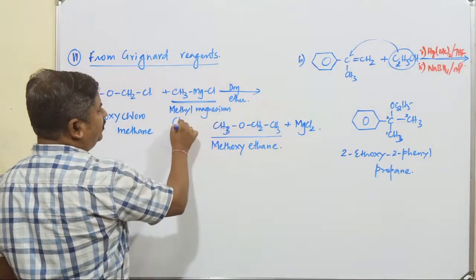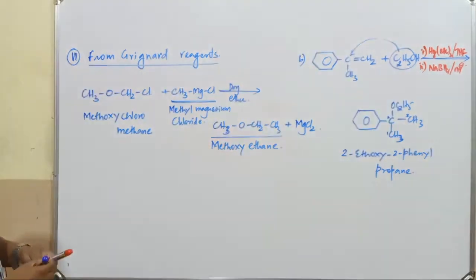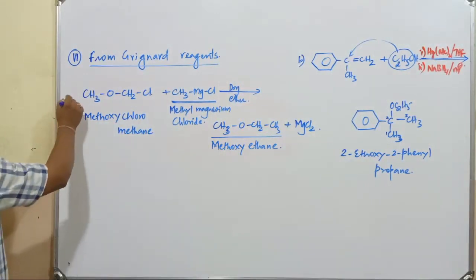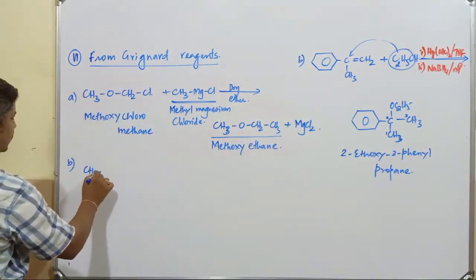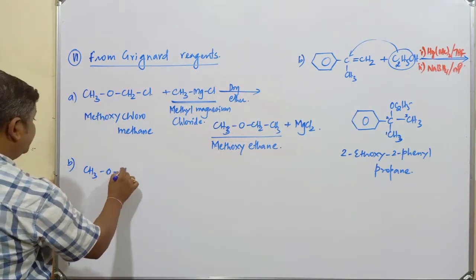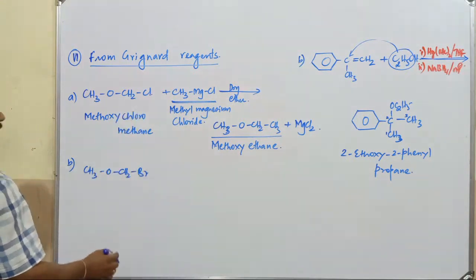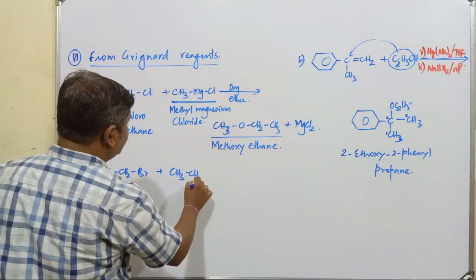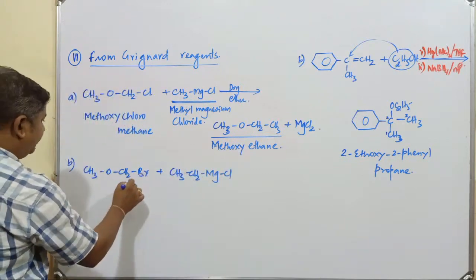Methyl magnesium, that is the Grignard reaction, which gives rise to the respective ether. You can take any type of preparation of this ether. Let us go with another: CH3O CH2 Br, instead of Cl, Br, plus CH3 CH2 Mg Cl. What's the name of this compound here?